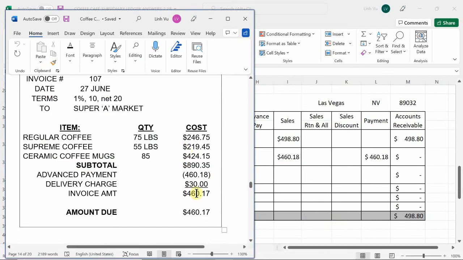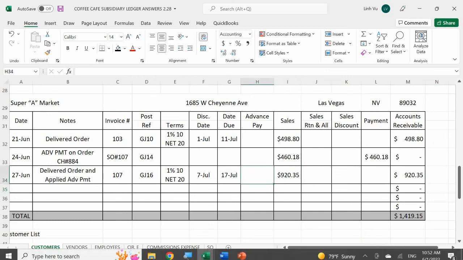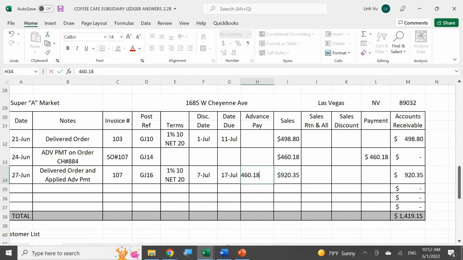In this case, my bill was a total of $890.35. But because I also charged them a total of $30, my grand total was the 920.35, right? That's what I need to put here first. And because on my invoice, I also said that there was an advance payment. So that's exactly what we're going to do here. So it was $890.35 plus $30 delivery, which gave you a total of $920.35. However, there was an advance payment of $460.18, right?